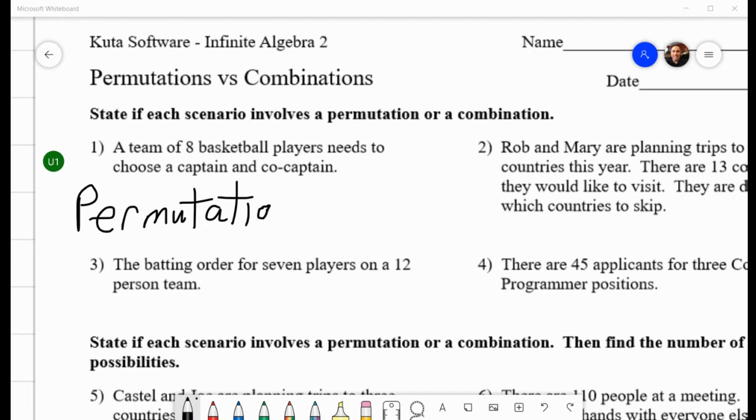I tried writing on this with the whiteboard feature in Blackboard, but I really don't like it, so I'm using Microsoft Whiteboard, and hopefully that's better. So we have a permutation there.